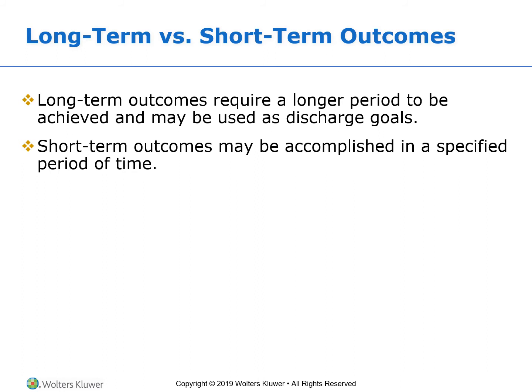Also, our outcomes can be long-term or short-term. Long-term would require a longer period, usually more than a week. They also can be used as discharge goals, in which they're more broadly written, and they'll communicate information to the entire nursing team as to what end results you might want to see for the nursing care of a particular patient.